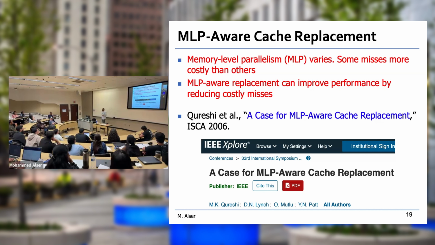This stands for Memory-Level Parallelism. It means I'm aware of the hierarchy of the CPU, and based on the hierarchy, I'm going to decide which block in the cache to be replaced, based on the hierarchy that you have in your system. So what it says is that memory-level parallelism, or MLP, varies. Some misses are more costly. This is what we discussed over here. The misses are of two types: one parallel, one isolated. Which one is more expensive?